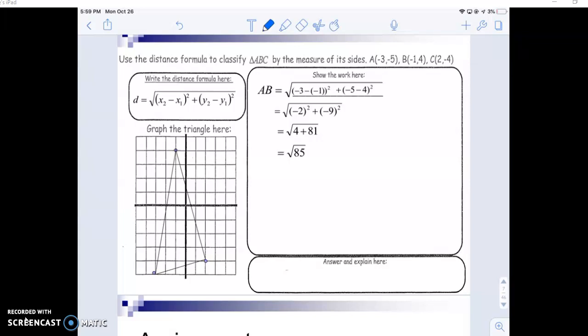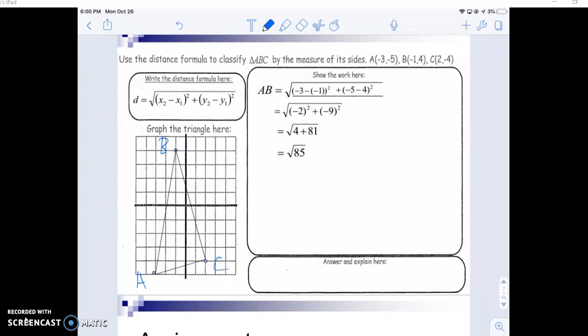It's good to use your notes as you do these problems, so you can refer back to them. So, we're measuring by its sides, trying to figure out if it is scalene, isosceles, or equilateral. How we're going to do that is find the distance of all three of those sides. These points are A, B, and C, and they're drawn on this as a triangle. We have to classify it.